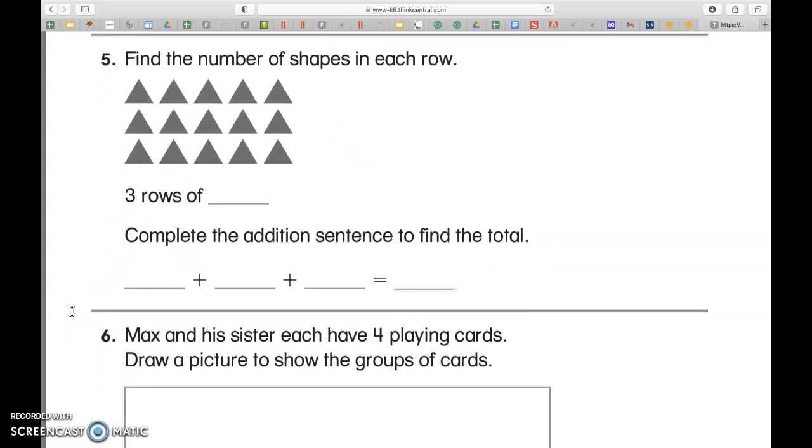Number 5, find the number of shapes in each row. 3 rows of blank. Complete the repeated addition sentence to find the total. I need to see your repeated addition sentence here and your total number.